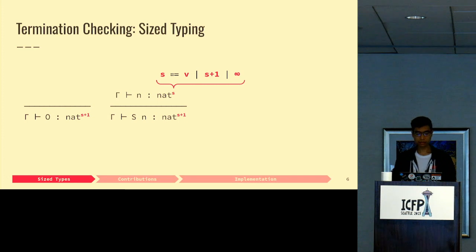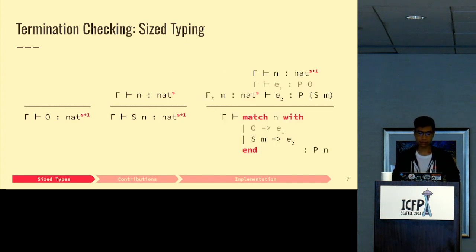So constructors will increase the size annotation, so the successor of a natural has a size that is 1 greater than that natural. And correspondingly, destructing a natural gives in the successor branch a subargument whose size is 1 smaller. So we're destructing n here with size s plus 1, and in the successor branch, m has size s.